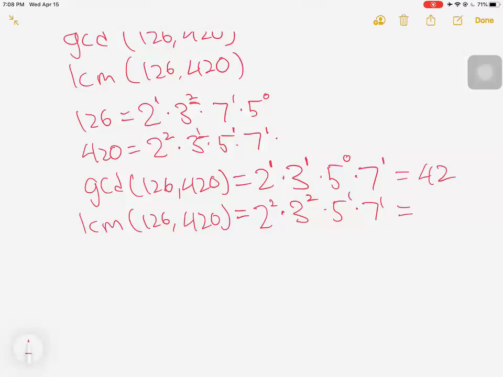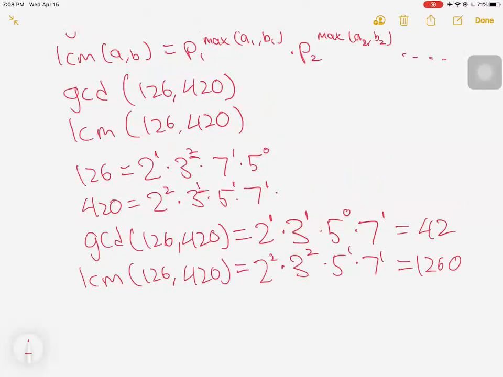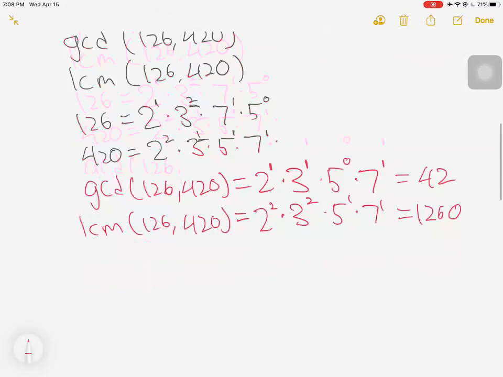I'm bad at mental math. I think this is 1260. So that's one way we can find our GCD and least common multiples.